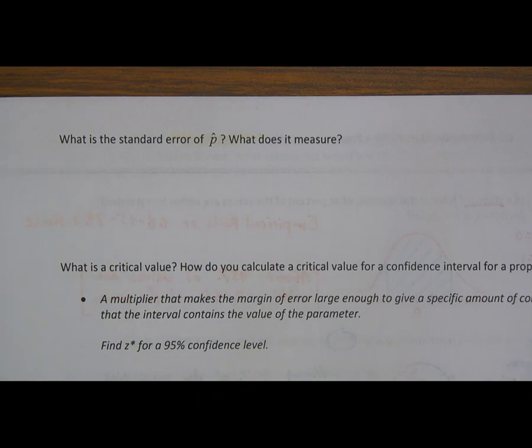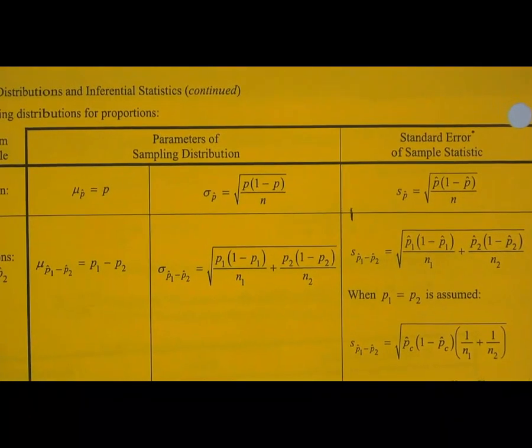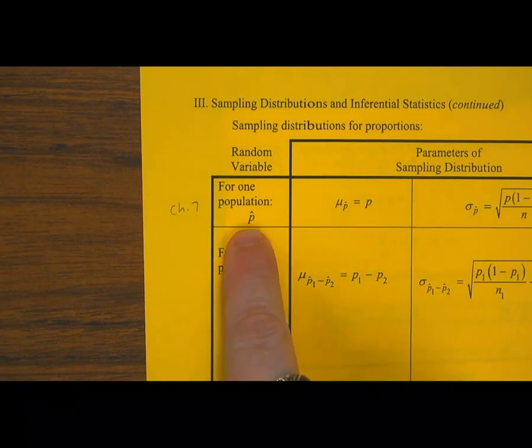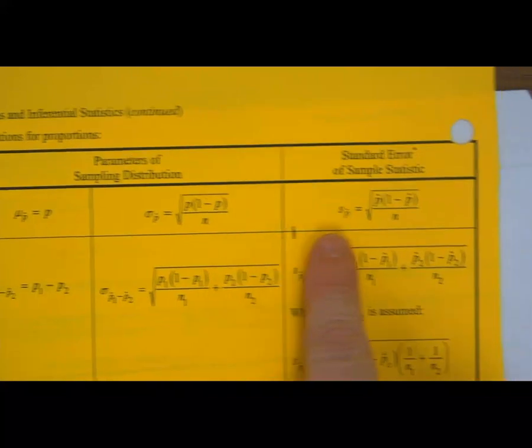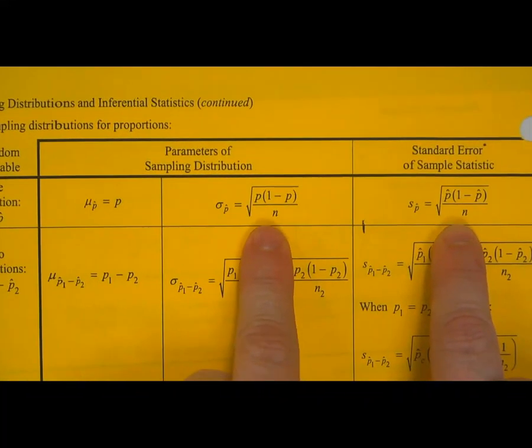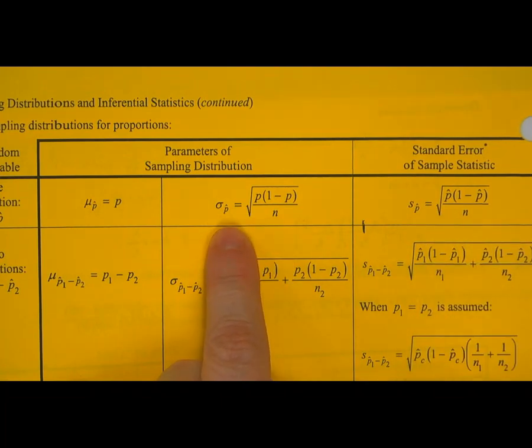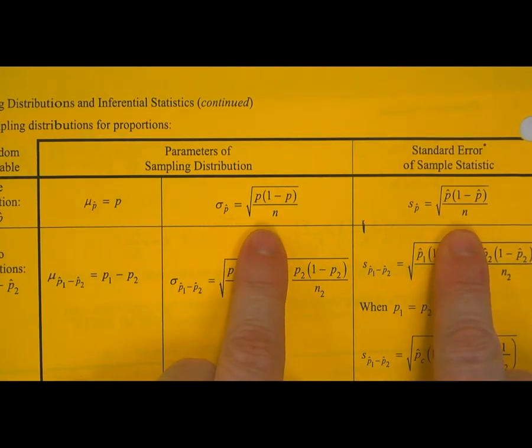And here we finally get to figure out where on the formula sheet we can see the standard error of p-hat and what it measures. Like, what are we finding? So on the back of your formula chart, here's the standard error formula for p-hat that we're calculating. The standard error essentially looks, in this case, identical to the standard deviation of the sampling distribution for p-hat. So what's the difference?